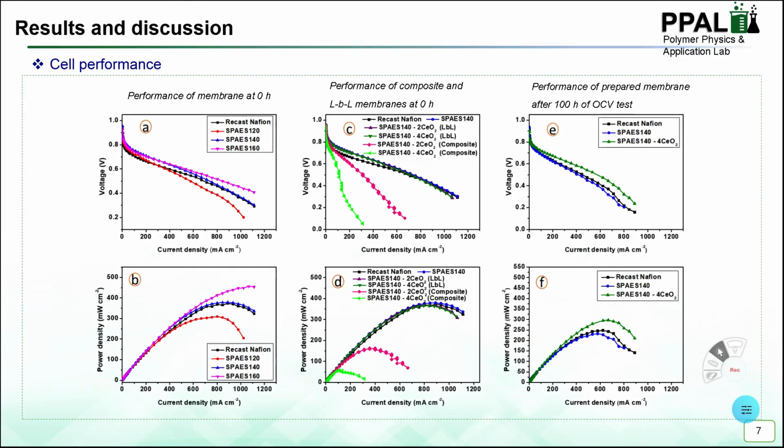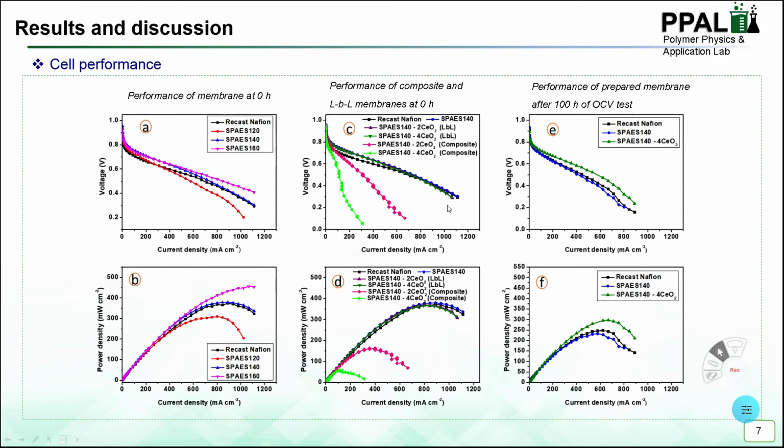And the last one is the performance of the fuel cell. Figures A and B show the performance of the membrane with different content of the sulfonic acid group. The membrane containing 160% of the sulfonic acid group shows the highest power density, and the lowest is SBAES 120. And figures C and D are the performance of the layer-by-layer membrane and the composite membrane containing the same amount of cerium oxide.